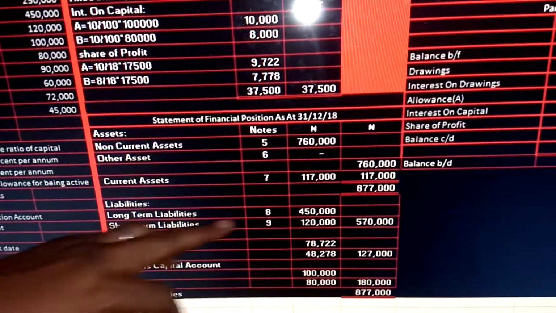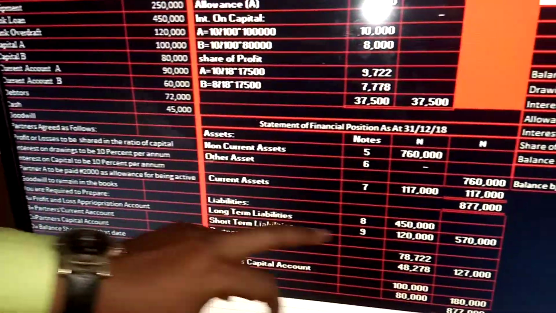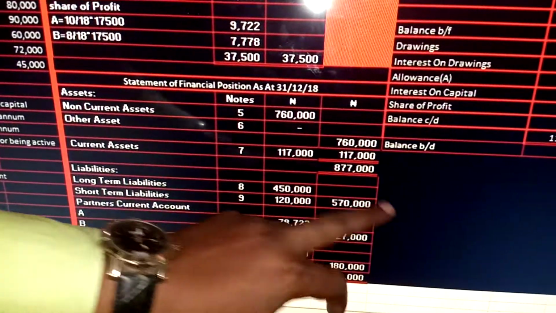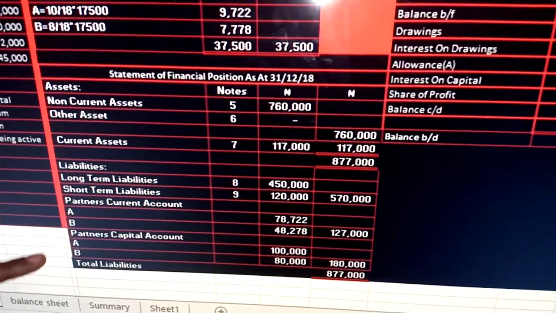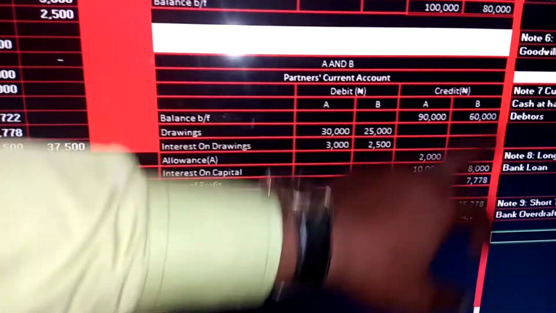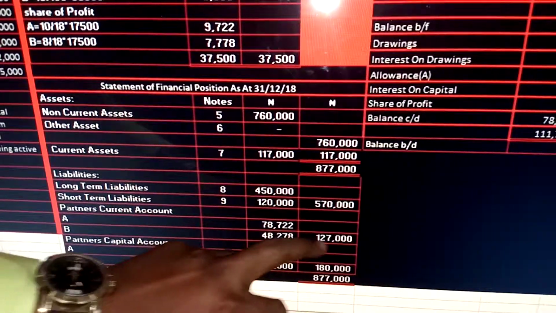Your long-term liabilities, note 8. Look at it: bank loan, 450,000, is in the question. Short-term liabilities, bank overdraft, 120,000. We add together and you have 570,000. For the partners' current account, we already prepared the current account, so go and pick the balances. A is 78,722, B is 48,278. When you add, you have 127,000.